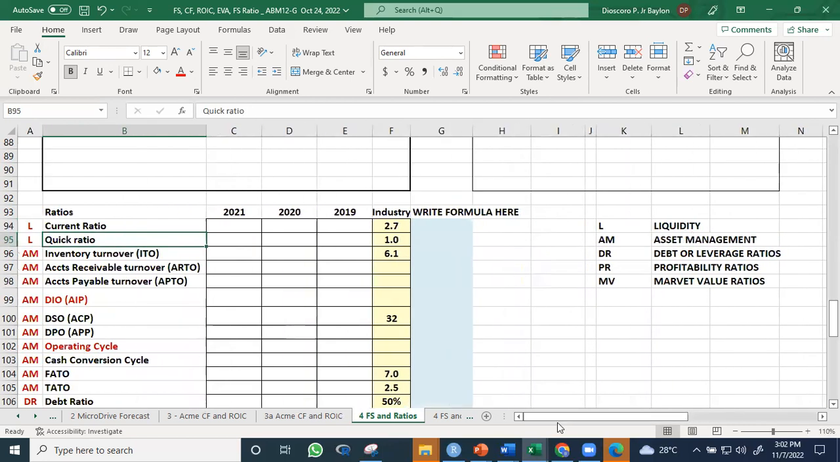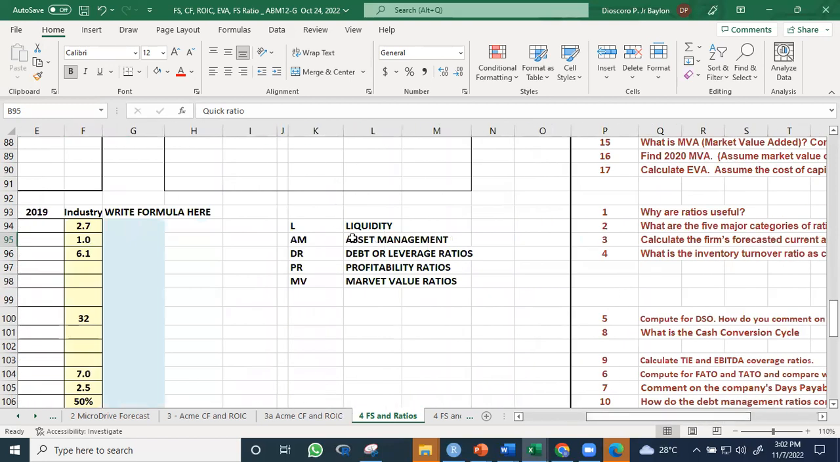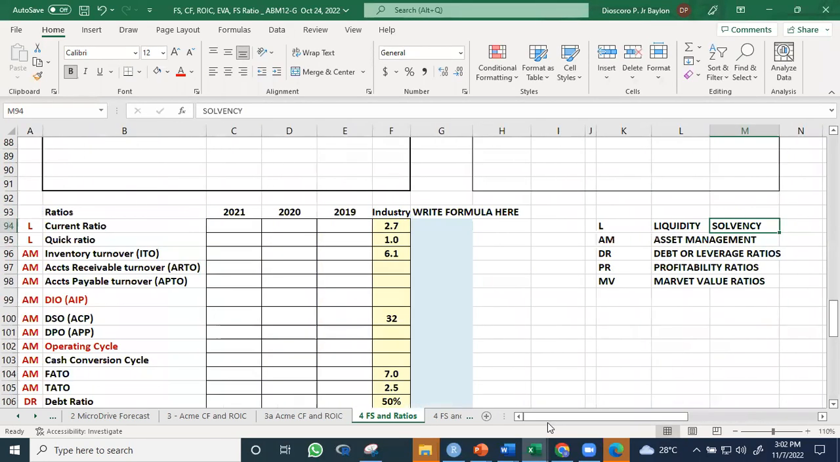Okay, how capable is the company? Does the company have sufficient cash to pay its current obligations? That's what we mean by liquidity, as distinguished from what we call solvency. Solvency, on the other hand, means the capability of the firm to pay its long-term commitments, long-term debt. So liquidity, short-term debts; solvency, long-term debts.